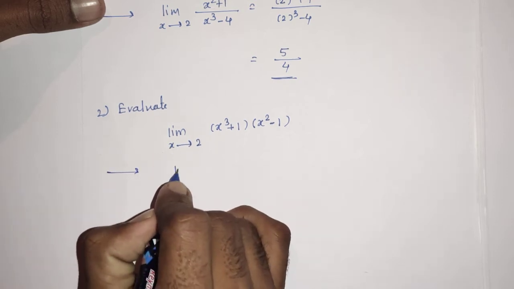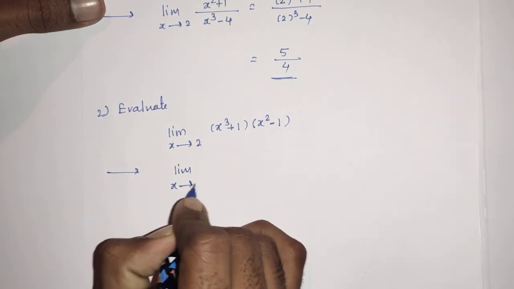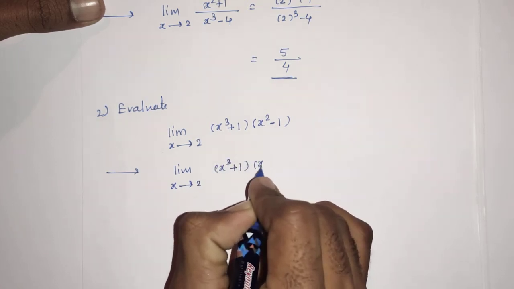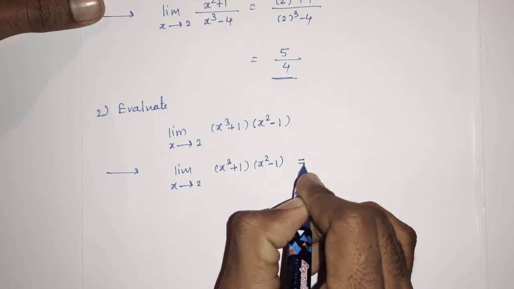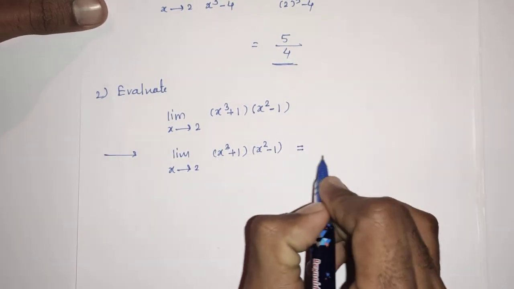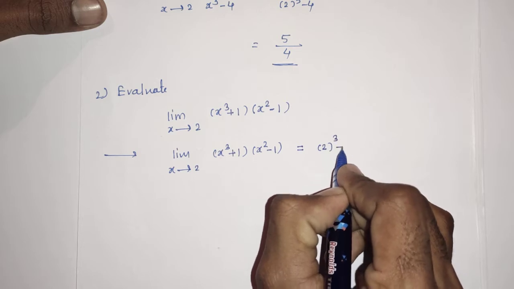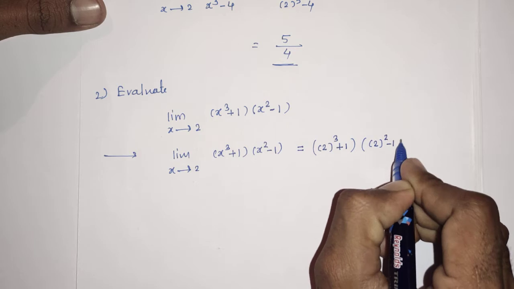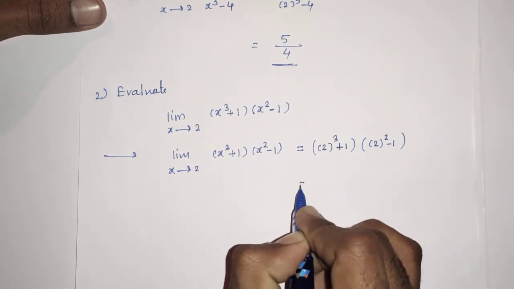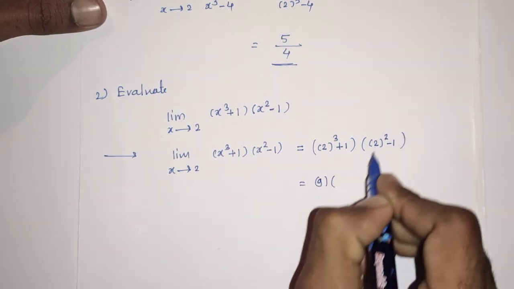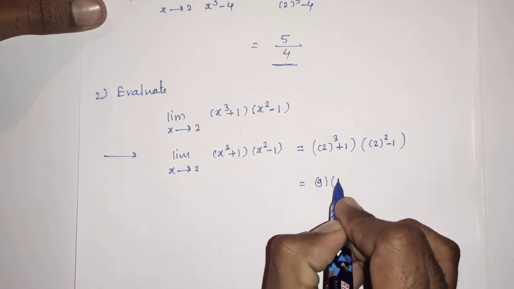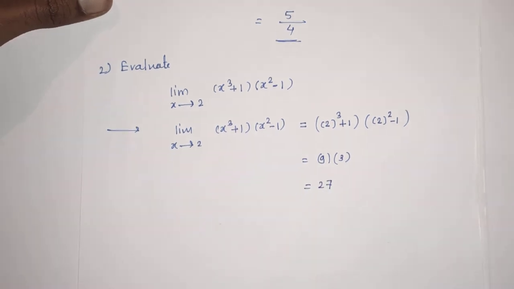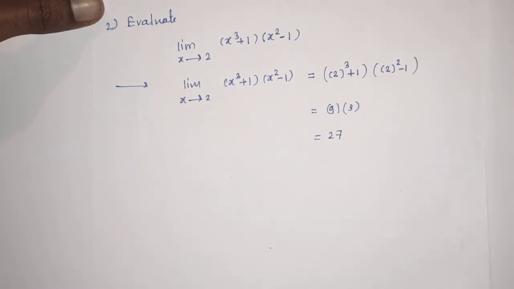Again the same solution, we will just put x equals 2 in the given function, that is x cube plus 1 into x square minus 1. If we substitute x equals 2, we get 2 cube plus 1 into 2 square minus 1. So 2 cube is 8, plus 1 is 9, into 2 square is 4, 4 minus 1 is 3. So 9 times 3 is 27. So this is the value of the given limit. Now we will see the next example.